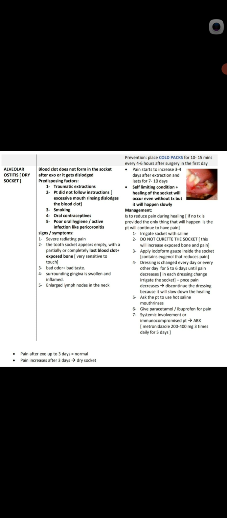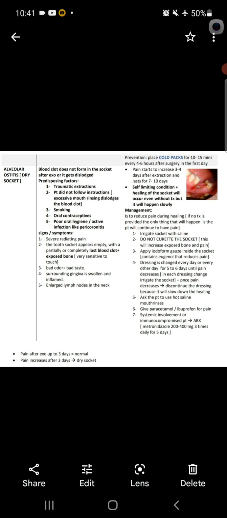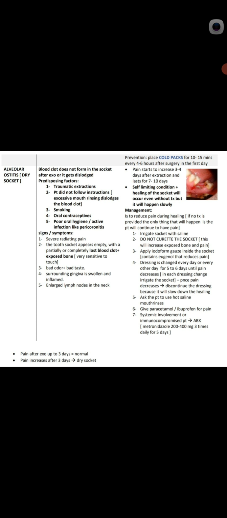And 7, systemic involvement or an immunocompromised patient needs antibiotics, which is metronidazole 200 to 400 mg 3 times daily for 5 days. This is all about management. Now pain after extraction up to 3 days is normal, but pain that increases after 3 days is a dry socket. This is all about alveolar osteitis or dry socket.